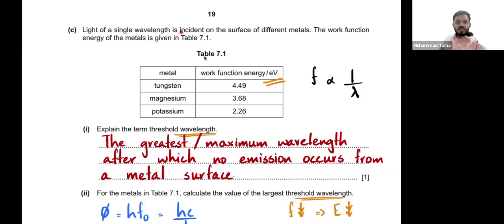Light of a single wavelength is incident on the surface of different metals. The work function energy of the metals is given. These are all in electron volts. Explain the term threshold wavelength.